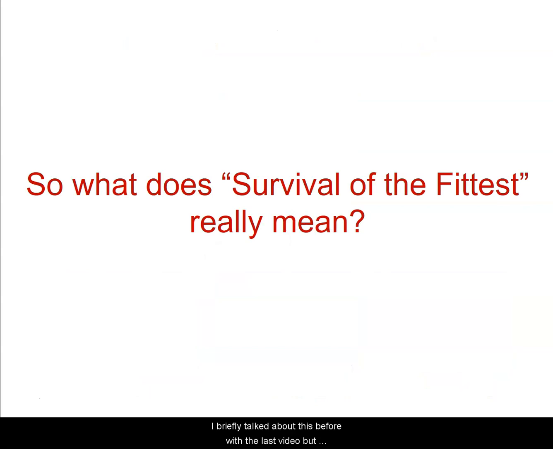I briefly talked about this before with the last video, but what does survival of the fittest really mean? It means that an individual can survive in a given environment and reproduce. Fitness is survival and reproduction. Fitness does not mean strongest. It means ability to survive and reproduce in the environment.